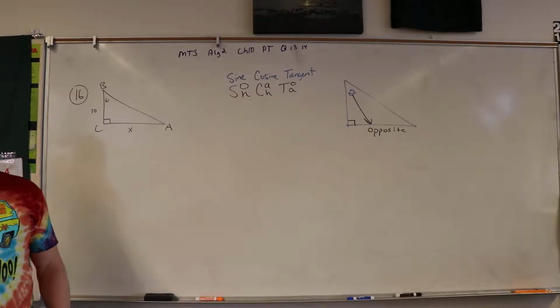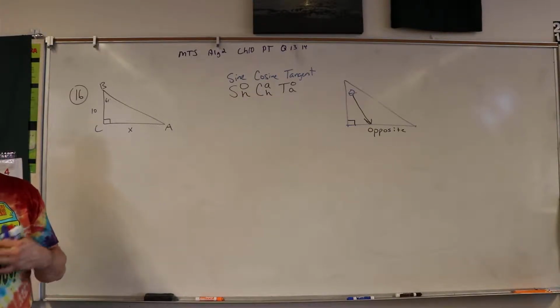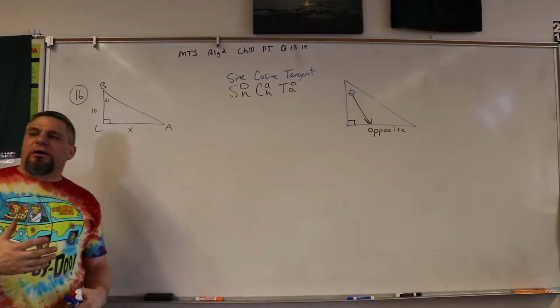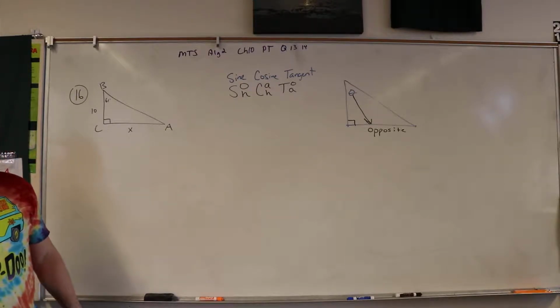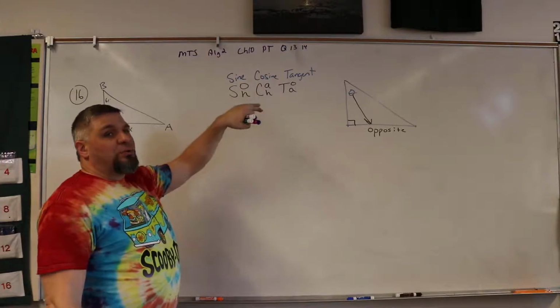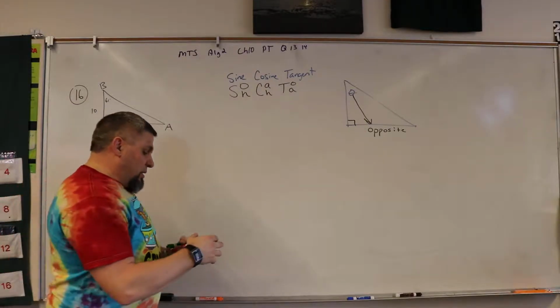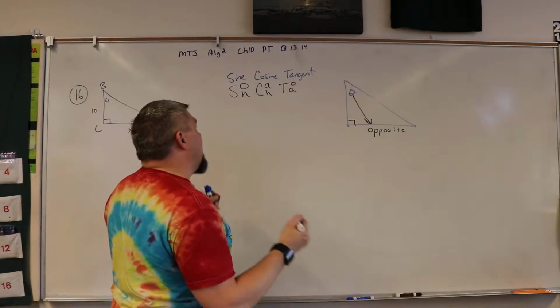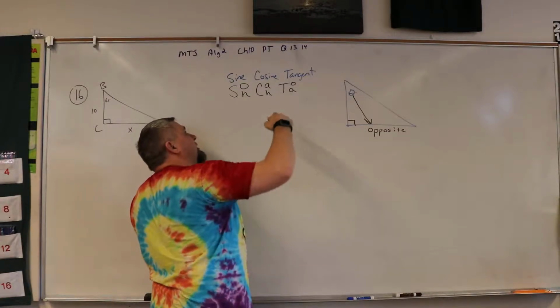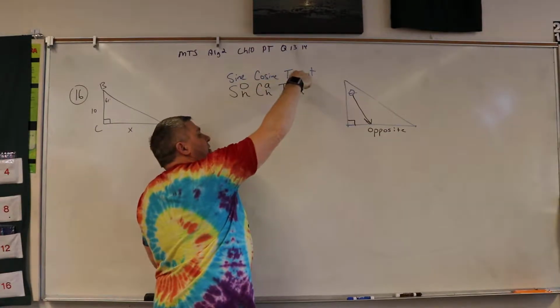Sine is just a name of what we do. It's a ratio between sides of a right triangle. SOHCAHTOA only works with a 90-degree triangle. Okay? So with any right triangle, we can use sine, cosine, tangent, right?